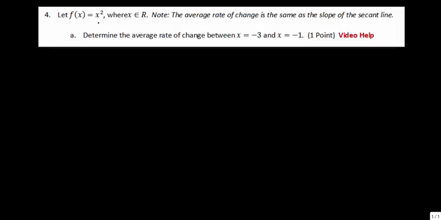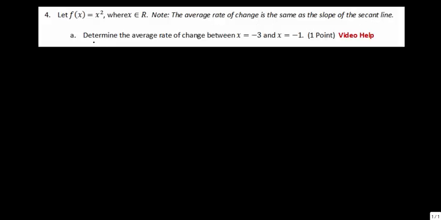Let f of x equal x squared, where x is some element of the real numbers. What that means is we're going to be able to take real numbers and plug them in here for x, and they're going to output those real numbers squared. We're going to note that the average rate of change is the same as the slope of the secant line.